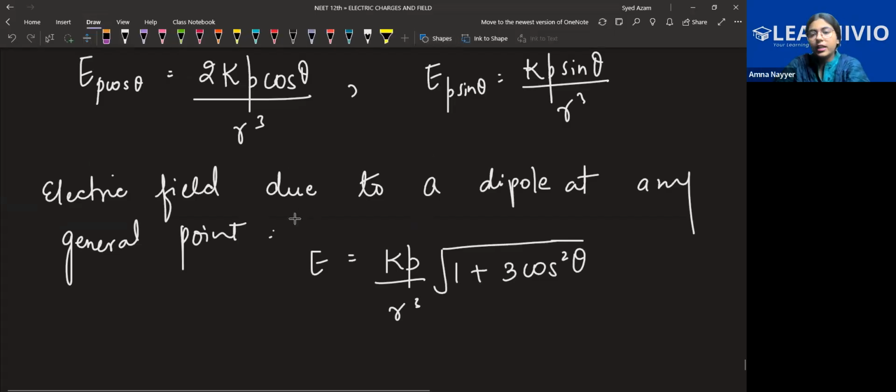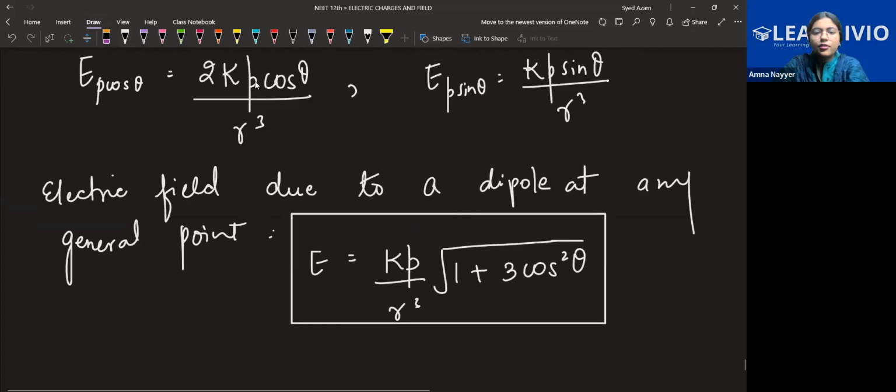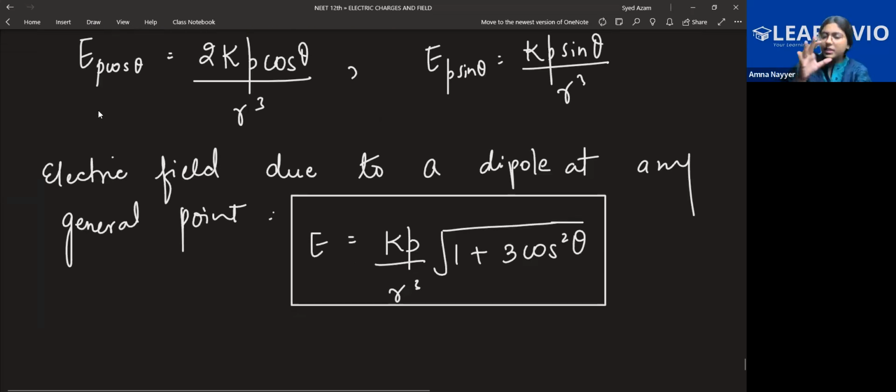Now this has a derivation, and the derivation is from this only: EP cos theta, EP sine theta. You calculate the net electric field, and in the whole derivation you find the common terms and apply the identity. You will get this as the net electric field at any general point. Now you can put in any value and get the values for your equatorial and axial. See, if theta is 0 degree, cos 0 is 1, 1 into 3 is 3, 3 plus 1 is 4, root 4 is 2. So you get 2 kp by r cube.